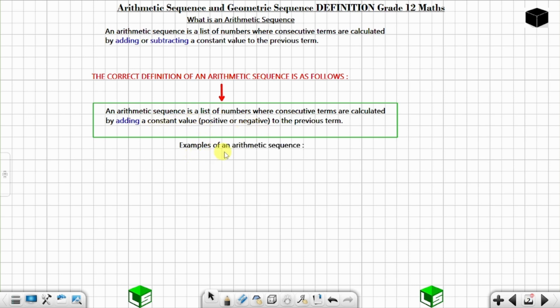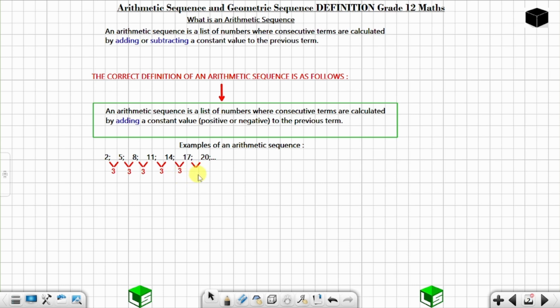Let's see examples of an arithmetic sequence. So, you can have something like this: 2, 5, 8, 11, and so on. There is a difference of 3. 3 is added to the previous term to get the next term. So, the difference is 3. You add 3 to the previous term to get the next term.